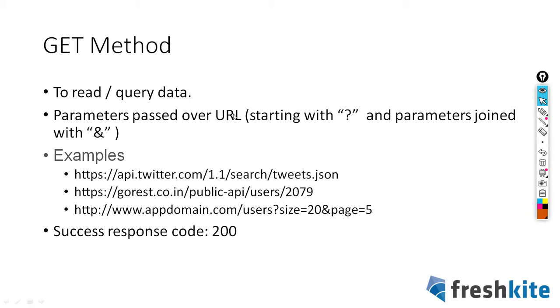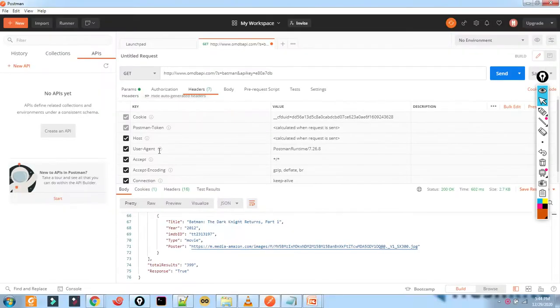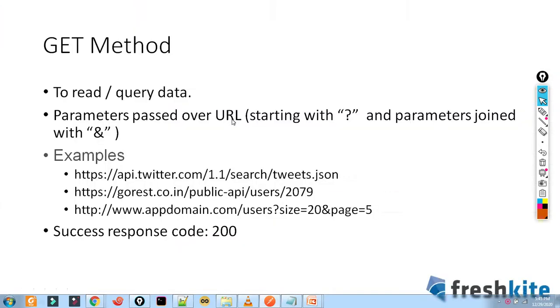Parameters can be passed over the URL starting with the question mark, and the parameters are joined with an ampersand. That is what we did just now. After the question mark, the parameters start, and different parameters can be passed using this ampersand. That is what we did using GET.